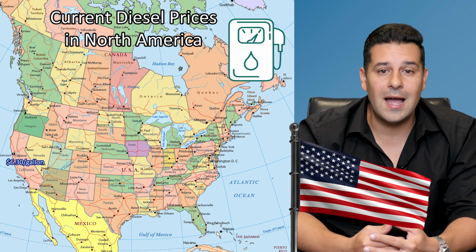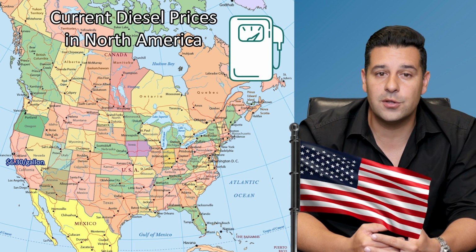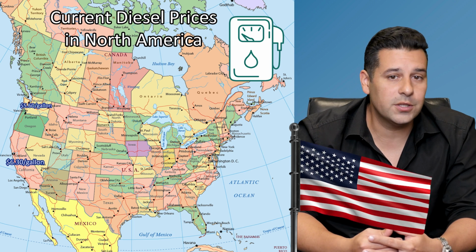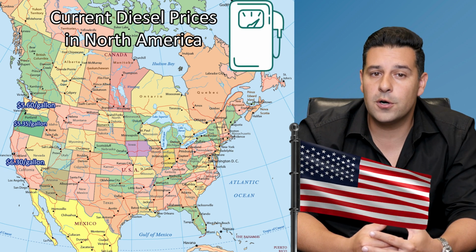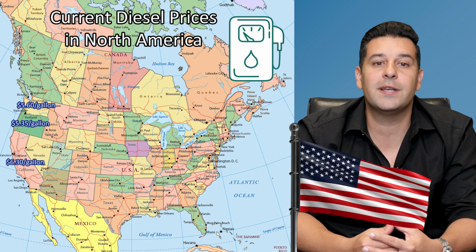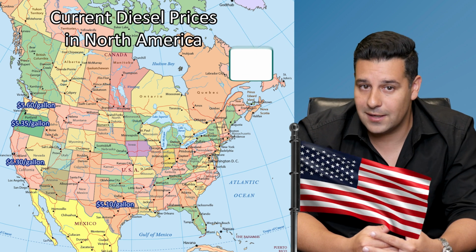So California, the average price of diesel is about $6.30 US per gallon. In Washington, it's $5.60. In Oregon, it's $5.35 per gallon. In Texas, it's $5.10 per gallon.